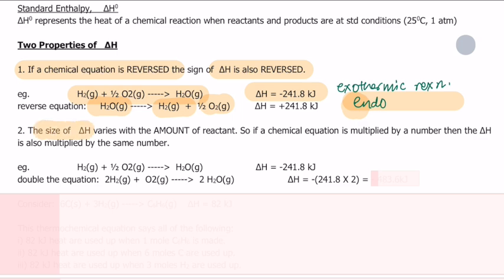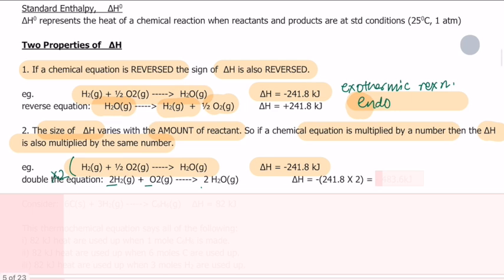A second property of delta H is that the size of delta H varies with the amount of the reaction, which basically means that if you multiply an equation with a number, then delta H is also multiplied with the same number. So for example, here you have the same equation, hydrogen and oxygen forming 1 mole of water, and you have a certain value of delta H. But if you multiplied the whole equation with 2, such that every coefficient got multiplied with 2, then delta H would also get multiplied with 2, and the new value would be negative 483.6 kilojoules.